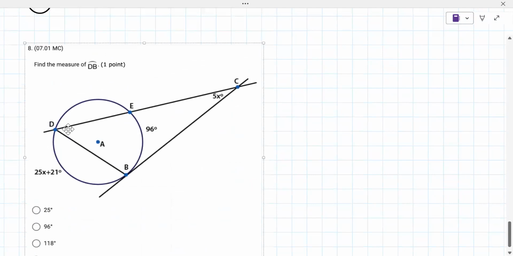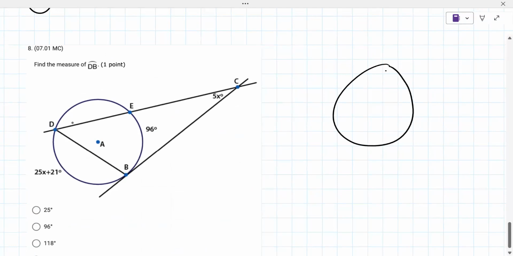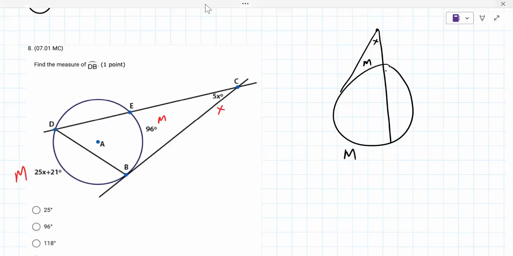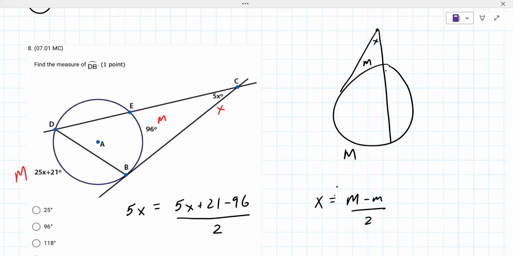Find the measure of arc DB here. So that's right here. That one I was drawing earlier where I said it was tangent tangent, it actually works if you have a tangent and a secant, or a secant and a secant. There's still a big M and a little m and an X. I'll use a different color here. This is big M, this is little m, and this is the X up there. So you're solving X equals big M minus little m divided by 2. In this case, 5X equals 25X plus 21 minus 96, divided by 2. Go ahead and try solving that.